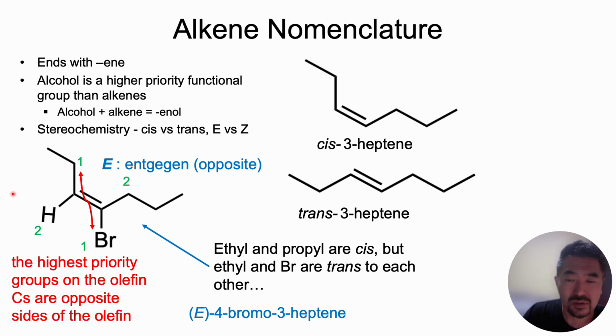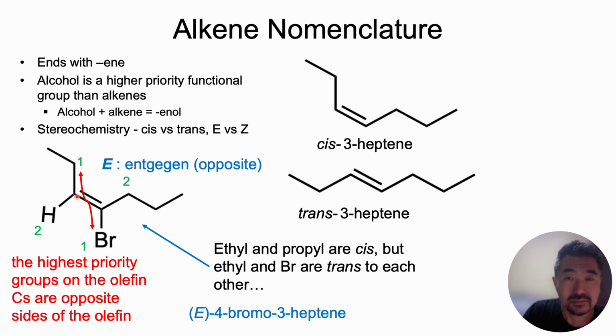What you do is kind of similar to R and S. Each of these is a stereocenter, right? Remember, for a stereocenter, once you swap the two groups, it becomes the other stereoisomer. So these two carbons of the olefin are stereocenters.